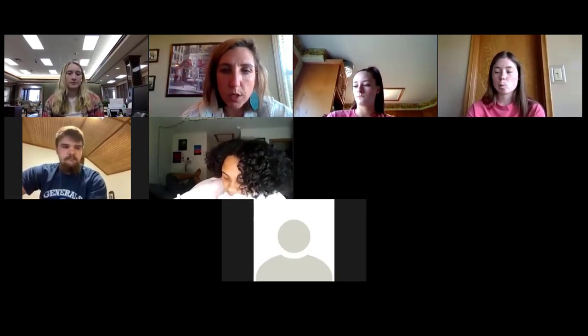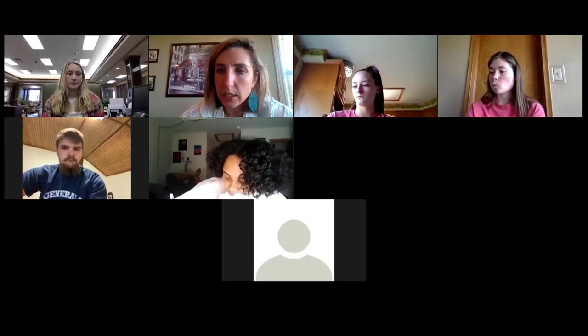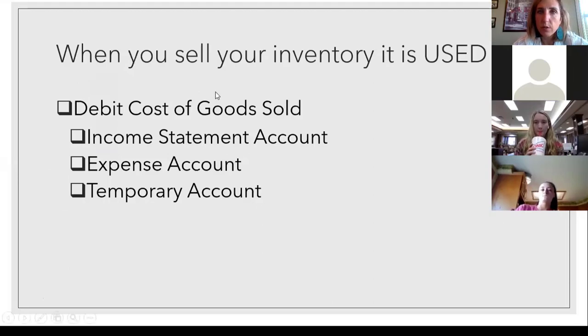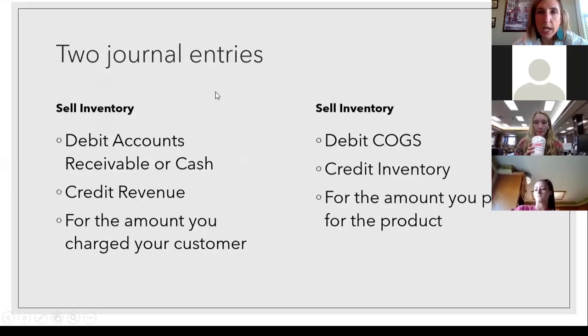Okay, so back to our little PowerPoint real quick. This is the next slide we were here. Can you see this? When you sell your inventory, it is used. And then the next slide says, when you sell your inventory because you've used it, that's essentially what's happened. It served its purpose. It is there in order for you to make a profit, right?